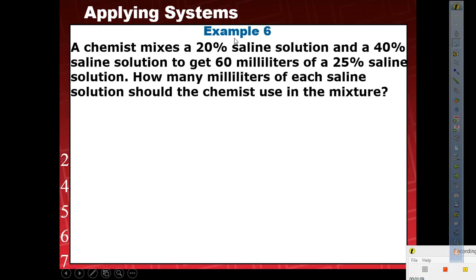But I want us to get to this one right here. Copy this one, please. Example number 6. It says, a chemist mixes a 20% saline solution and a 40% saline solution to get 60 milliliters of a 25% saline solution. How many milliliters of each saline solution should the chemist use in the mixture? Copy that, please, and then we'll go over it together.